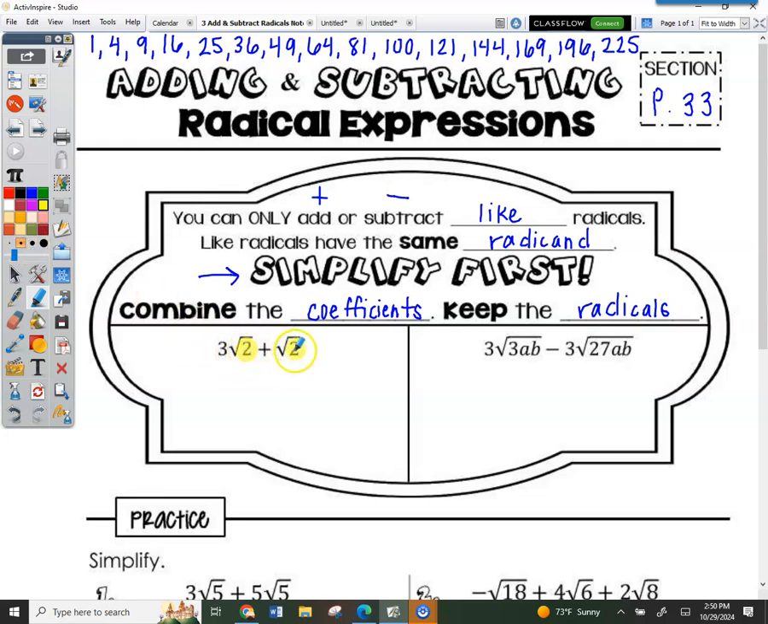So this is root 2 and this is root 2. Do they match? Yes, which means I can combine them. Check your coefficient. What number is understood to be right here? There's definitely a 1 right here. Make sure you're with me. If I have 3 root 2 and I add a root 2, then I have 4 root 2. So this equals 4 root 2.